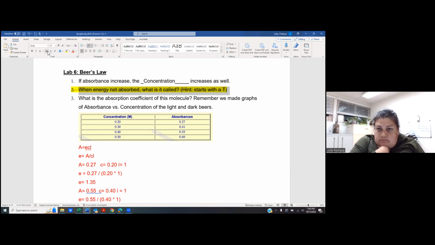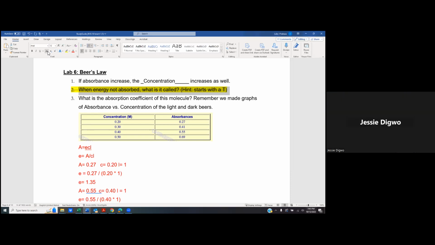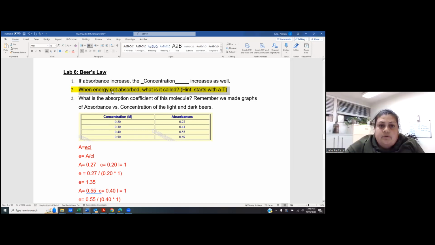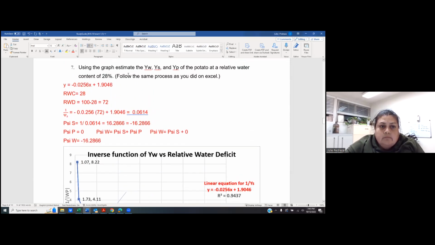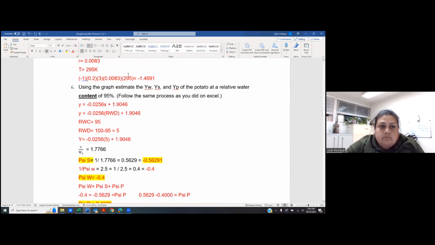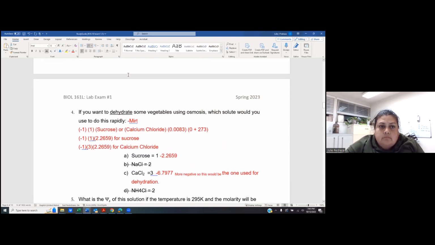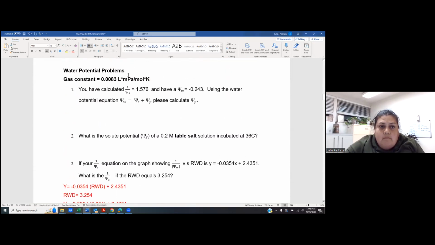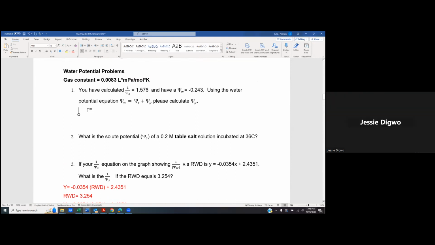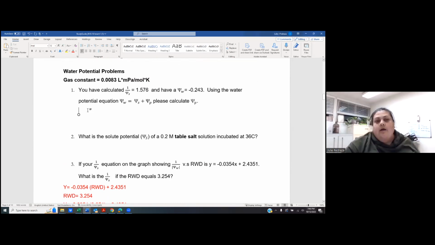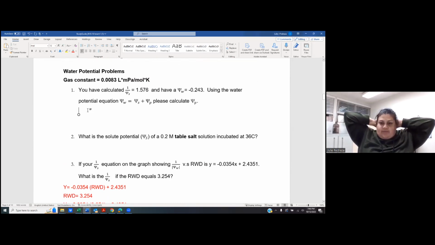Anybody else? Can you go over 1 and 2 on water potential? 1 and 2 for water potential. This one? These two? Yeah, yeah. Did these in class? Just kidding. Okay. No, it's okay. It's okay. I'm just teasing you.